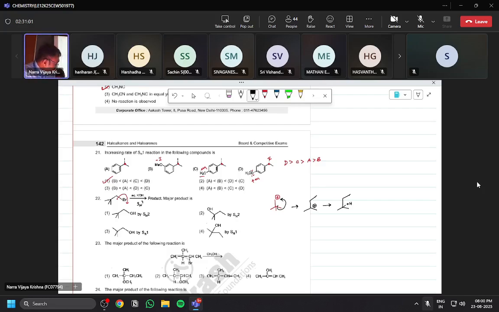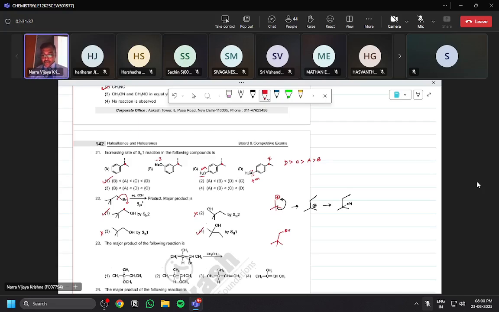So SN2 also can occur. SN2 occurs, but option 3 is wrong. Via SN1, 3 will not be possible. And if it undergoes SN1, I should get this as the product. Means this is correct. SN2 will not happen here. SN2 will happen here. SN2 means at the same Br, OH minus should attack. Correct?